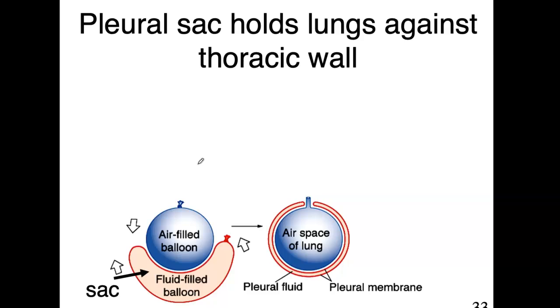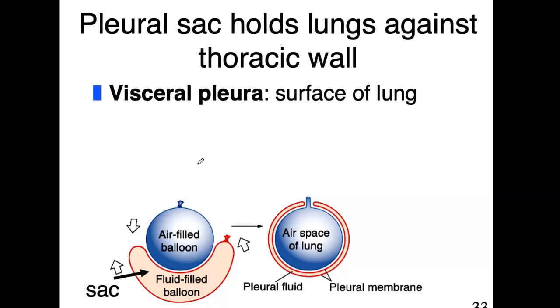Let's think of now the pleural sac that holds the lungs against the thoracic wall. So we want our lungs to be held against the thoracic wall. We don't want them to collapse like a deflated balloon. That would not be helpful.